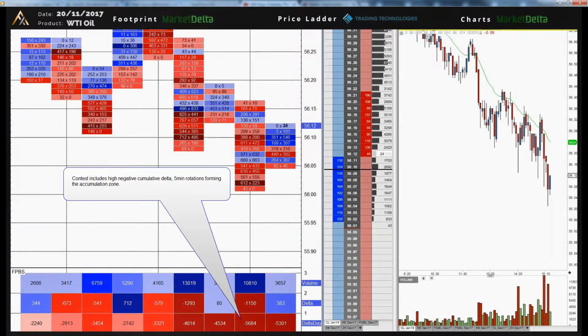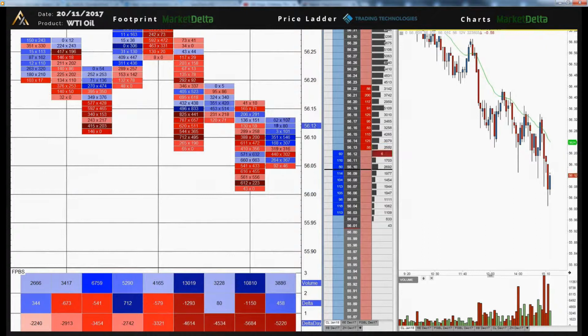Now, the market we're looking at is WTI oil. In terms of the context, what we can see is we have got ourselves some 5-minute rotations. The footprint is a time-based footprint, and the first key standout is the very negative delta on the day. We can see down below, minus 5,190 at current time, so quite an aggressive short positioning in the market.